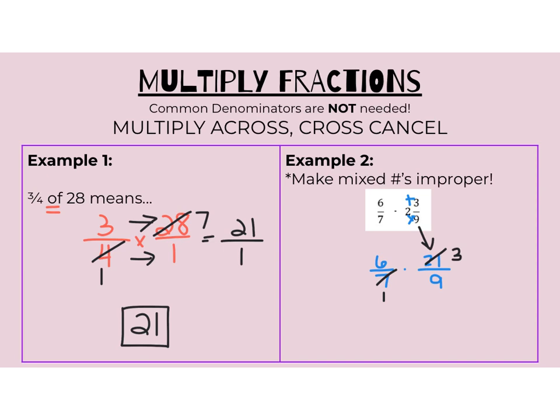Now 6 and 9 have a common factor of 3. So I'm going to divide them both by 3. 6 divided by 3 is 2. And 9 divided by 3 is 3. And just to make it a little cleaner, I'm going to rewrite the numbers that are left. And now when you multiply across, you would get 6 over 3, which can simplify to a whole number 2.